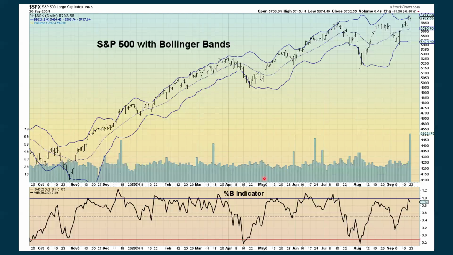And we use a thing called the percent B indicator. This is when we close above or below the upper or lower Bollinger Band. We got close, but not quite there. We had that big up day on Thursday, and we didn't close above that. So there's been no need to show this chart.